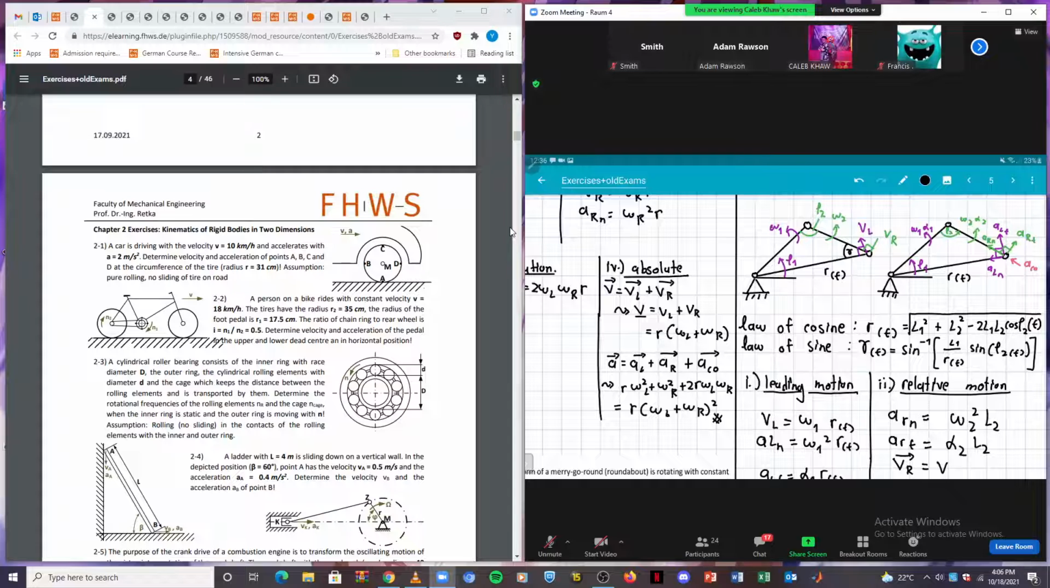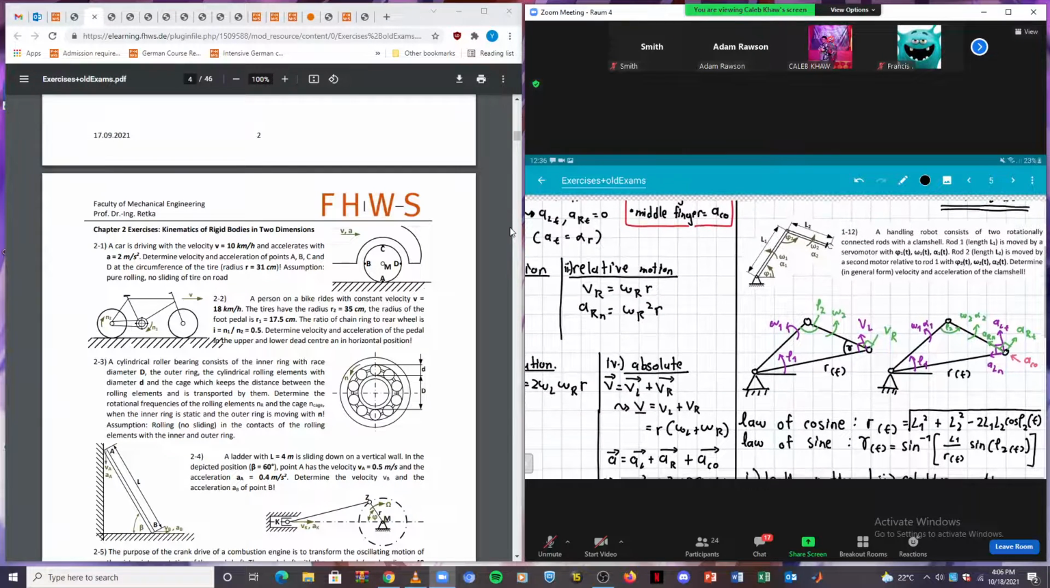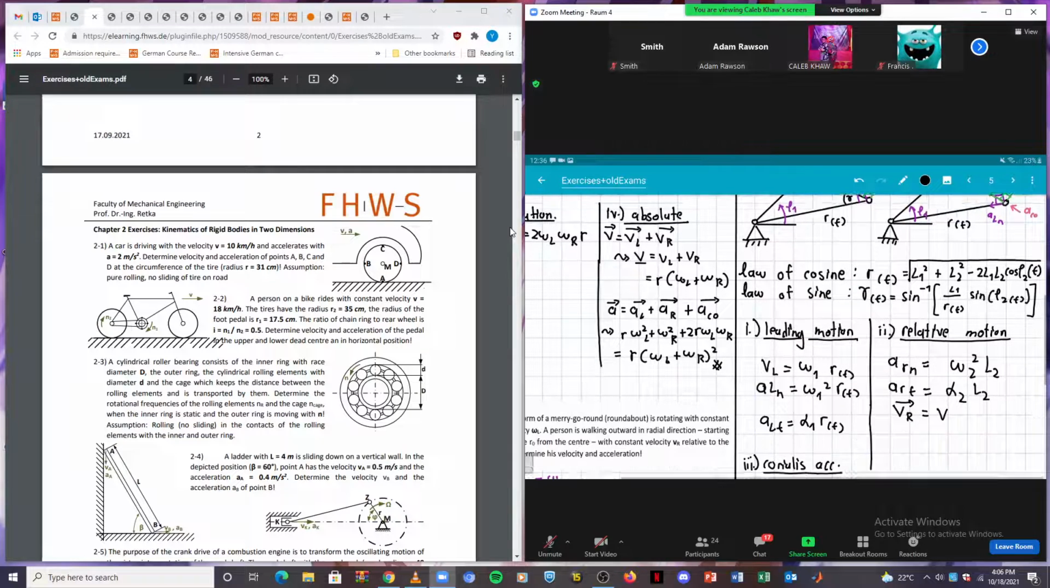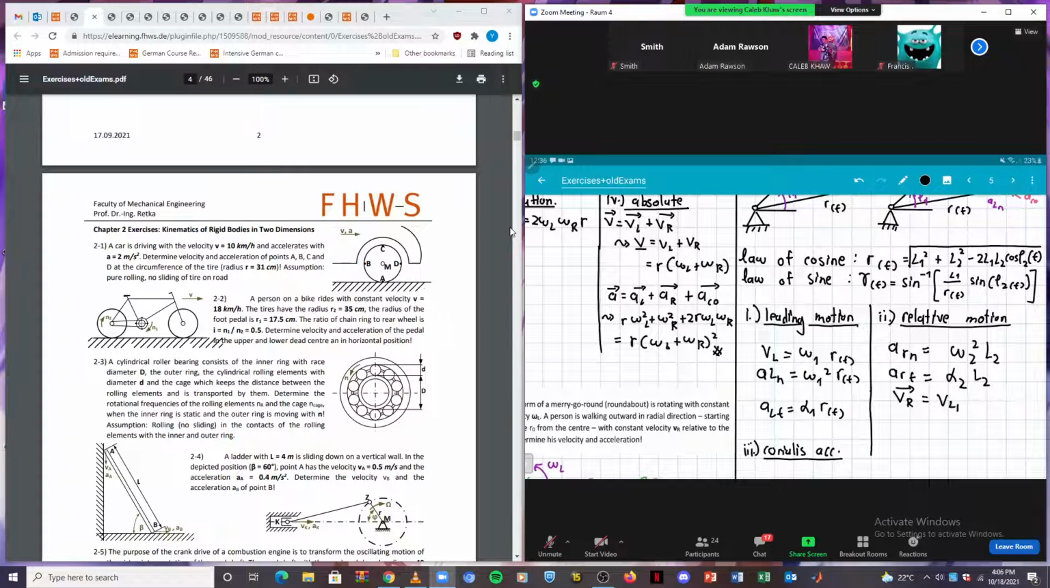And then in order to sum the velocities and the accelerations, do we need to break them into components? Yes, but that's the next step. First, you need the absolute value. So it's not a vector here, V_R. Simply V_R is equal to, and then just copy what you have for the leading motion. Just transfer it to the relative motion. Then it's omega 2, L2. Just like that. Yes. Okay.